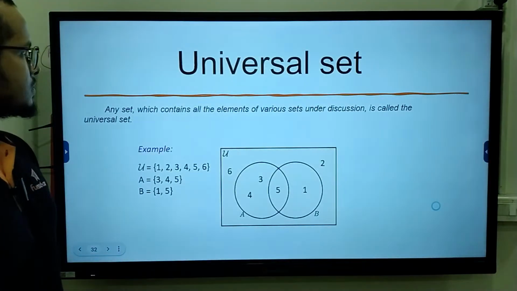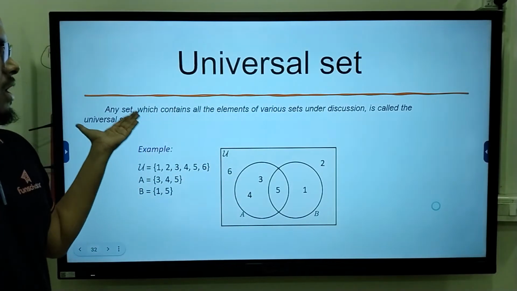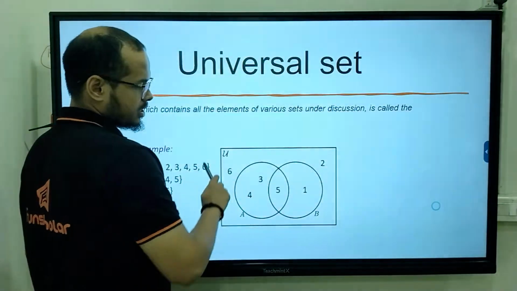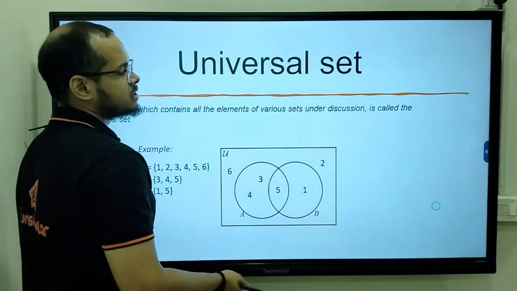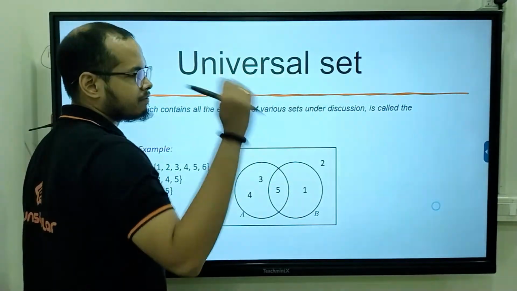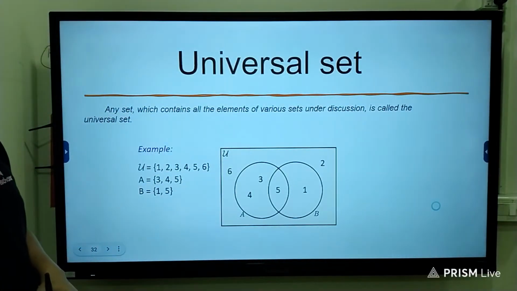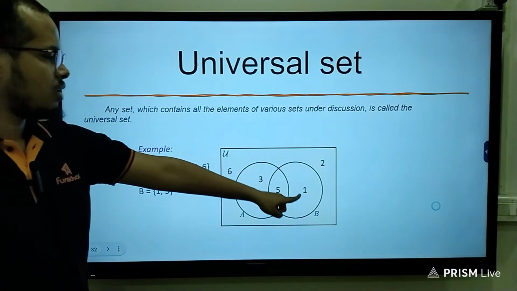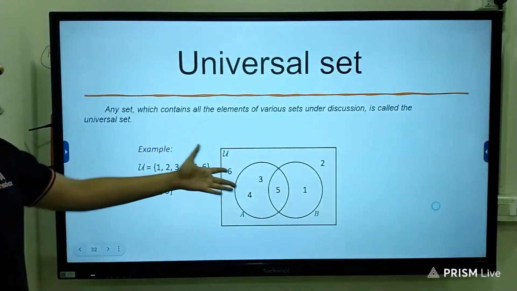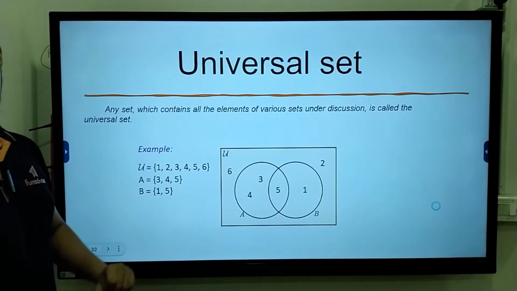Next, now universal set. This is something that we have been doing, the Venn diagram thing. Whatever is present inside that rectangle is actually the universal set. Universal set contains everything there is to do in a particular sum. So U contains everything, 1, 2, 3, 4, 5, 6, 7, whatever is present here. A contains 3, 4 and 5. B contains 1 and 5.